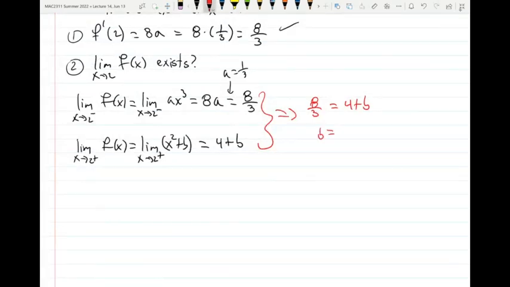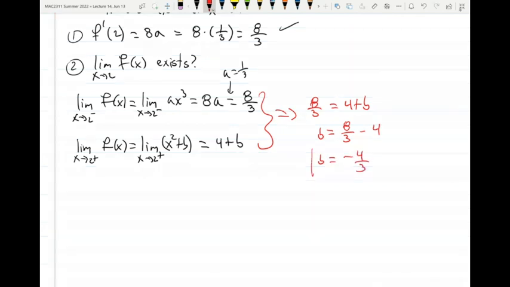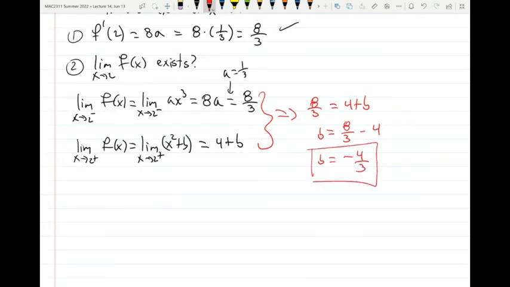So what is b? That will be a over 3 minus 4. And that's 12 over 3, so we get negative 4 over 3. And notice that here, if you want, we can stick condition 3 here also together, because the answer is yes, provided that a is 1/3 and b is negative 4 over 3.